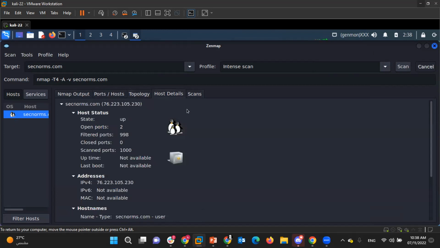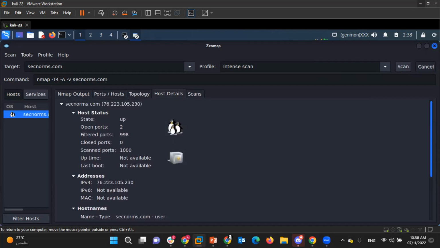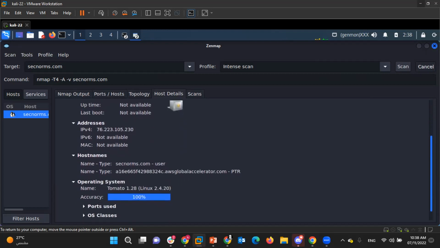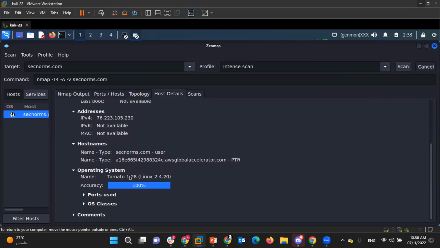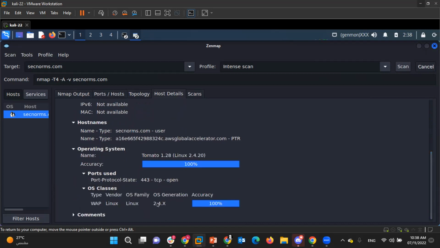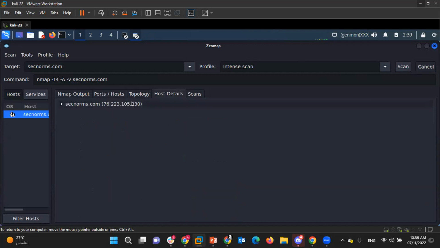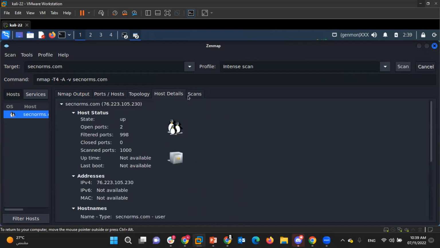Okay, host name. They inform us that we are using a Linux operating system. The ports used: port 80 is open, but not traced. And the operating system, this is my operating system, and yes, it is right. My operating system is Linux. And this is my IP address for my service.